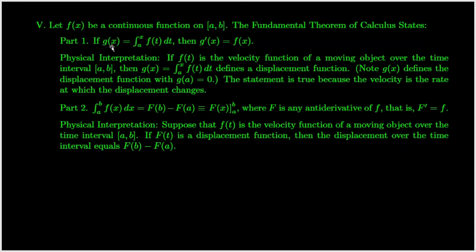So g of x is defined as the integral from a to x. The integrand is a function of t. I will show you the definition. The function notation is denoted using g of x. Again, the first part of FTC is kind of more important. I'm telling you the meaning of the function g of x. So g of x is defined using the definite integral from the lower limit of a. You fix the lower limit, and then you change the upper limit.